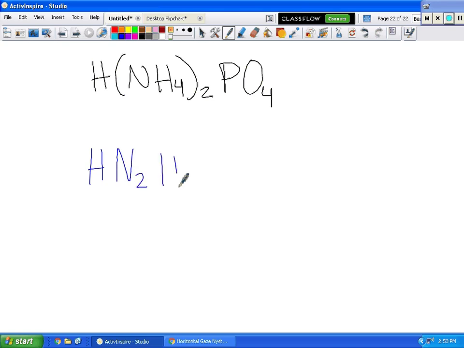N2H8. Yes, ma'am. No, ma'am. Leave them separate. Because they are, and here's why. The H on the outside has nothing to do with the H on the inside. If you were to draw the structure of it, that H is attached to a different location in the bond, so you can't make it a part of the H8.